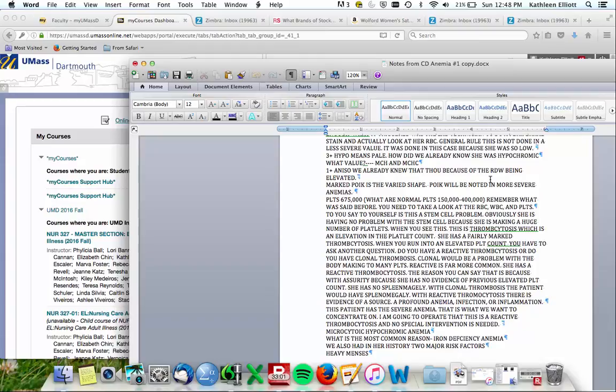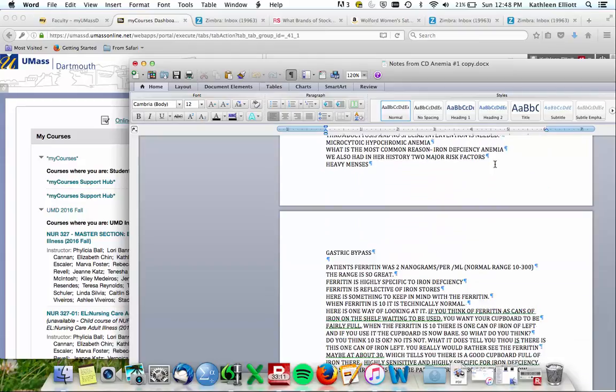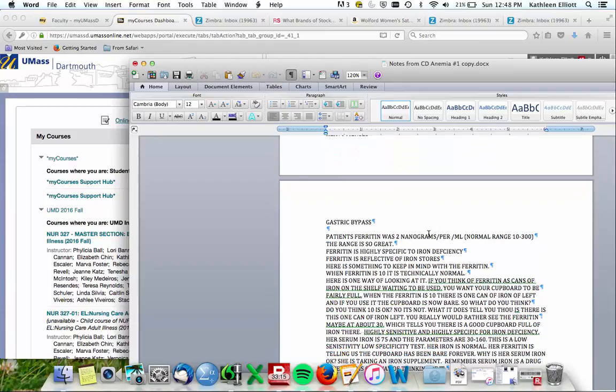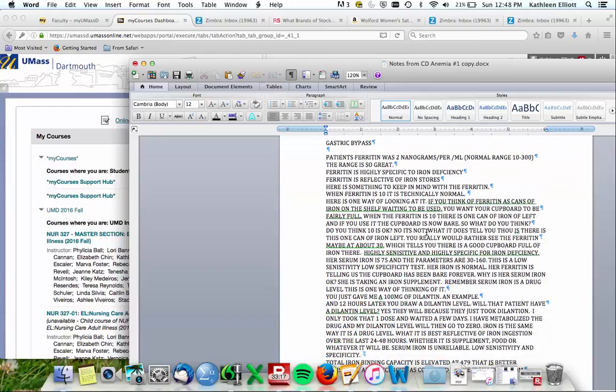It's a microcytic hypochromic anemia. What is the most common reason? Iron deficiency anemia. We also had in our history two major risk factors: heavy menses and gastric bypass. The patient's ferritin was 2 nanograms per ml, and the normal range is 10 to 300. This range is so great.